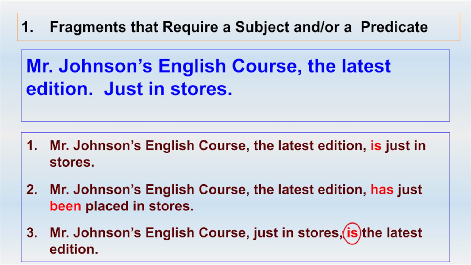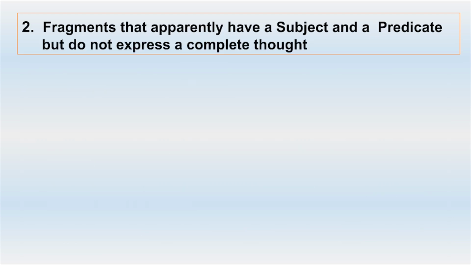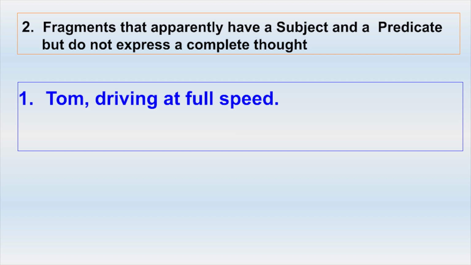Our second type of sentence fragments are ones that apparently contain both a subject and a predicate, but they do not express a complete thought. For example, Tom driving at full speed. Let's test this example to see if it is a sentence. For our subject, we ask who. Our answer is Tom. For our predicate, we ask doing what? Driving. Driving is the apparent predicate.